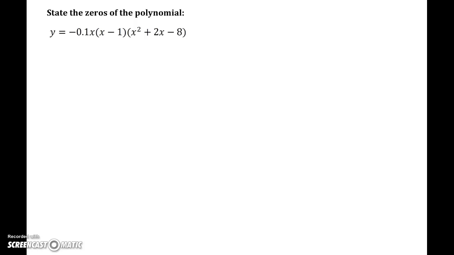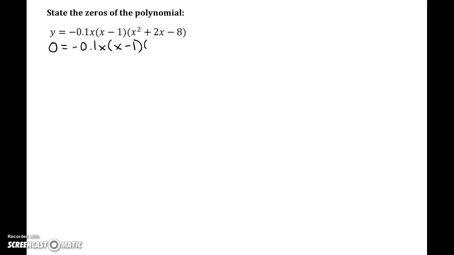The zeros of a polynomial are often also called the roots of the polynomial. If the roots are real numbers, they are also considered the x-intercepts. In order to determine the zeros or roots of a polynomial, you first need to set y equal to 0. So in this equation that we're given, I'm going to substitute 0 in for y. The rest of the equation is going to stay the same.